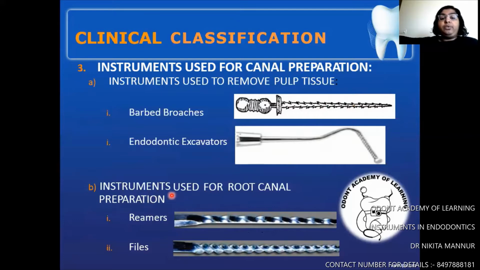Now, coming to instruments used for canal preparation, we have reamers and we have files. You can see the cross section. The difference between the cross section of the files and the reamers is that in the reamers, the flutes are more apart, whereas in the files, the flutes are more tightly bound to each other.